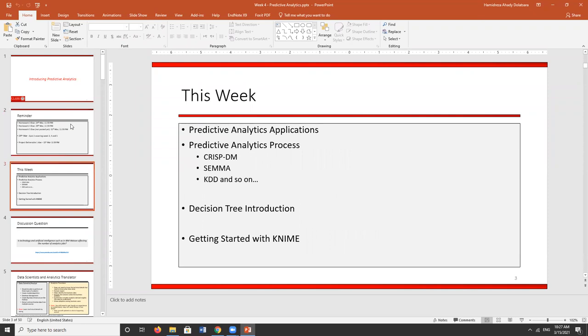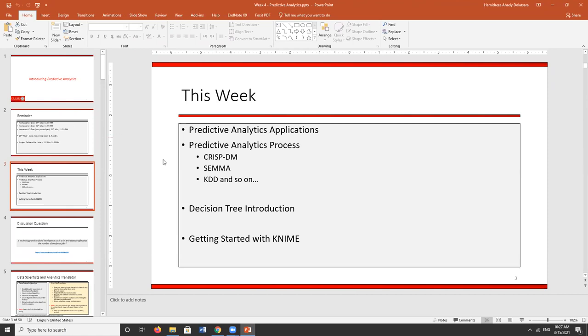What will we cover this week? We start learning about predictive analytics. We go over some applications and some standard processes like CRISP-DM, SEMMA, and KDD. As extra introductory reading, I talk a little about decision trees, but I put some optional reading for you to study by yourself, because decision trees are not a part of this course, but it might be helpful for you to get some general knowledge about them. And we also get started with KNIME.